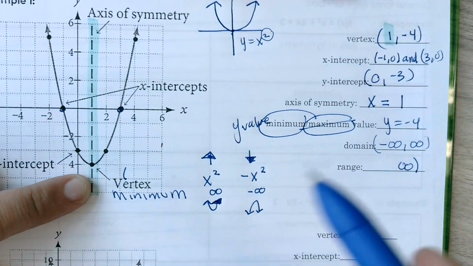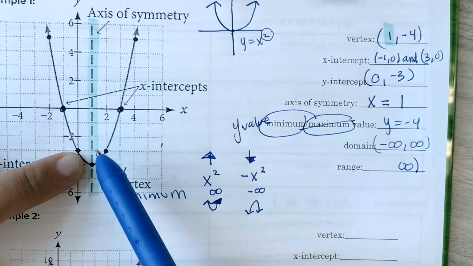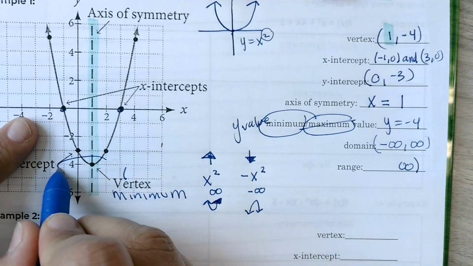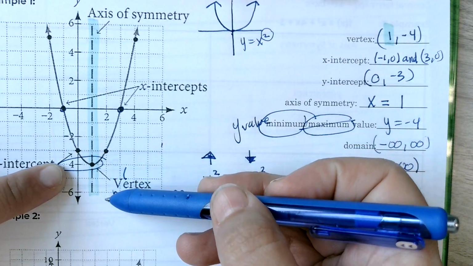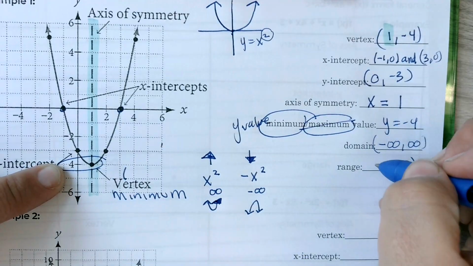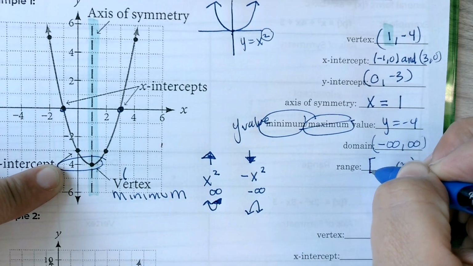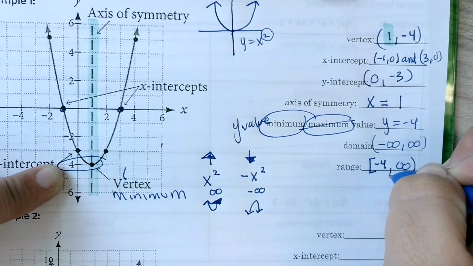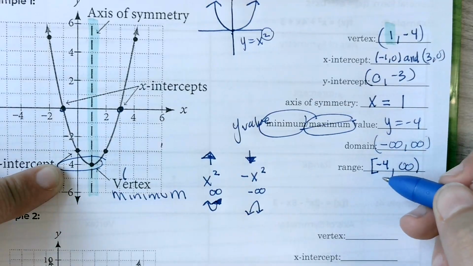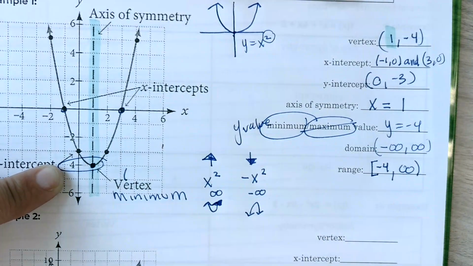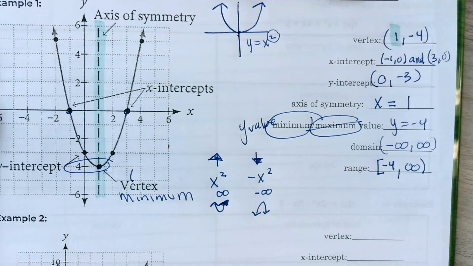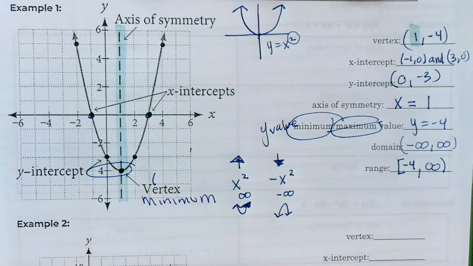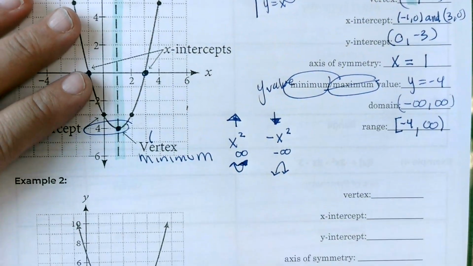And then the lowest range value is your minimum value. So in this case, the lowest our graph goes is to -4. We will never use any number below -4. So we can say that our range is -4 to infinity, and it includes -4 because the vertex is a point on the graph. It is closed. Okay, so that's how you pull out all the information from a graph of a quadratic function. I have a couple more that we can look at.